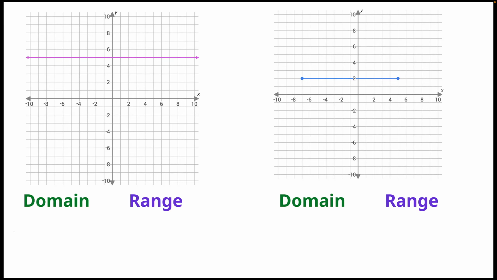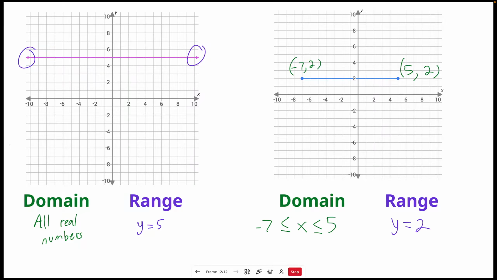Okay, now that you've had time to work these problems, let's check your solutions. For the first problem, you should have said the domain is all real numbers because there's arrows on the left and right side, so it keeps going left and right. The range is y equals 5. And for the second problem, we should have gotten that x has to be greater than or equal to -7, but less than or equal to 5, and the range is y equals 2.